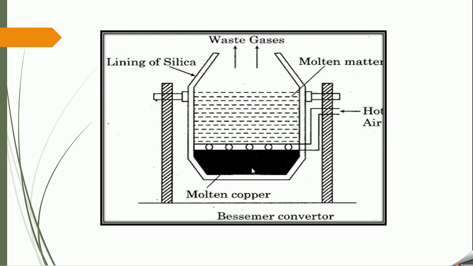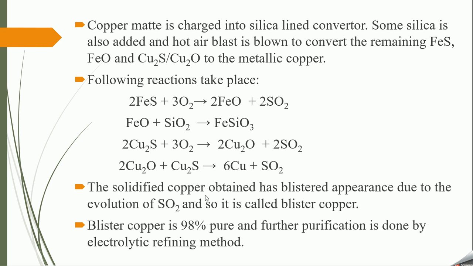This molten copper is now collected and cooled. While cooling, sulfur dioxide gas escapes from the surface of copper. As a result, blisters are formed on the surface of copper. Hence, this copper is known as blister copper. The solidified copper obtained has a blistered appearance due to the evolution of sulfur dioxide, and so it is called blister copper. This blister copper is 98% pure, and further purification is done by the electrolytic refining method.